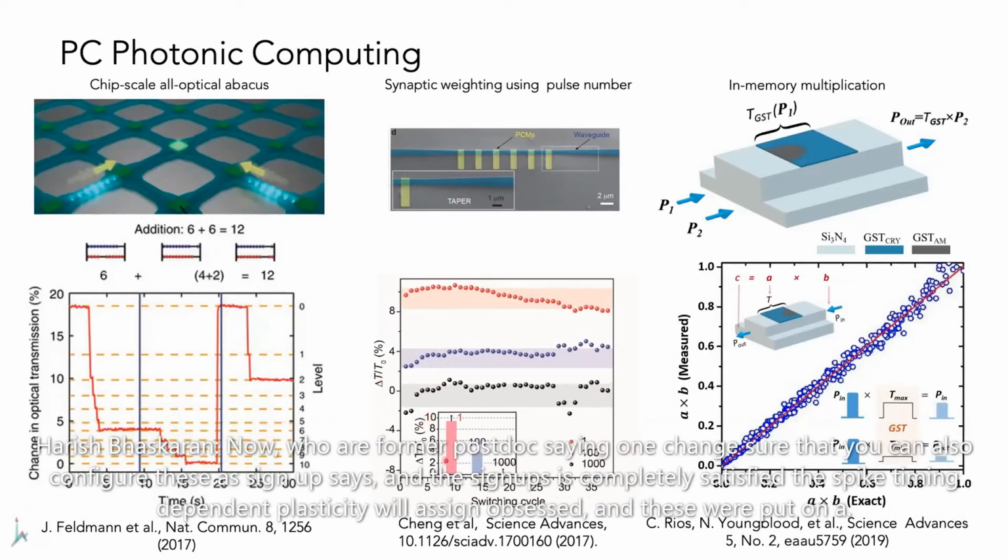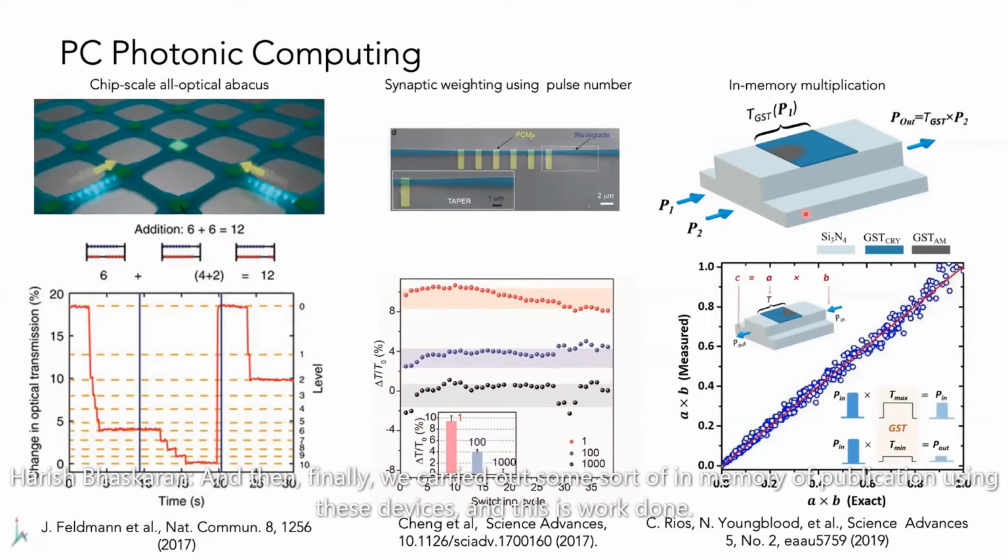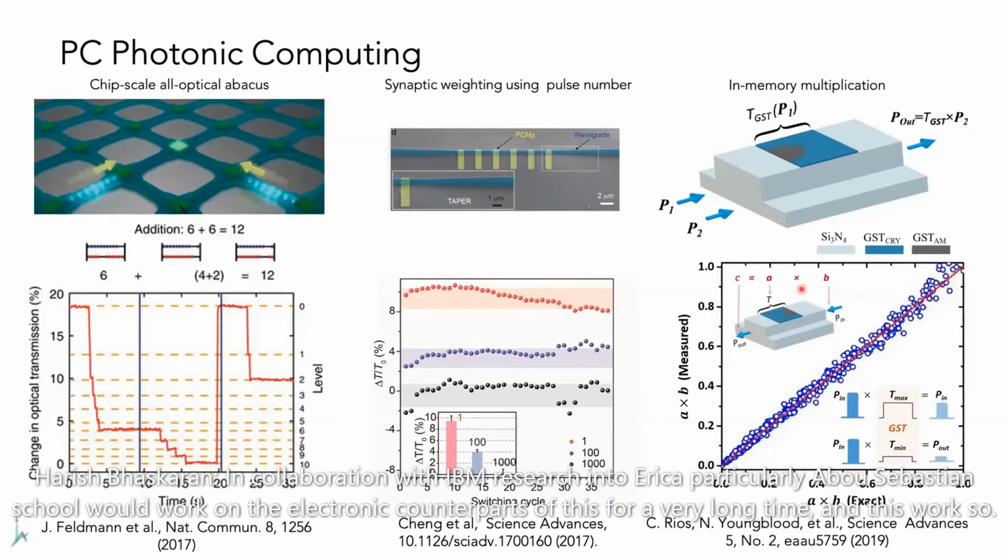A former postdoc, Zhengwang Cheng, showed that you could also configure these as synapses. And these synapses completely satisfy the spike timing dependent plasticity rule of synapses. And these were photonic synapses. And then finally, we carried out some sort of in-memory multiplication using these devices. And this was work done in collaboration with IBM Research in Zurich, particularly Abu Sebastian's group, who had worked on the electronic counterparts of this for a very long time.